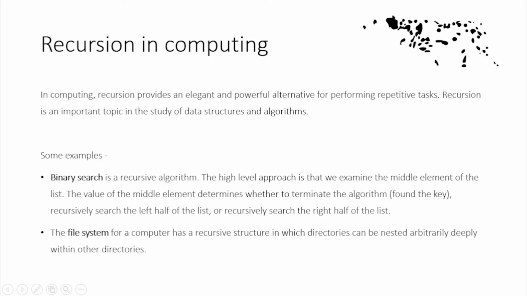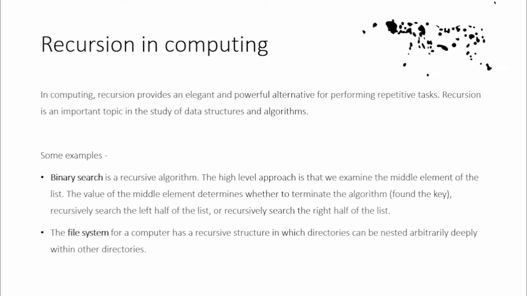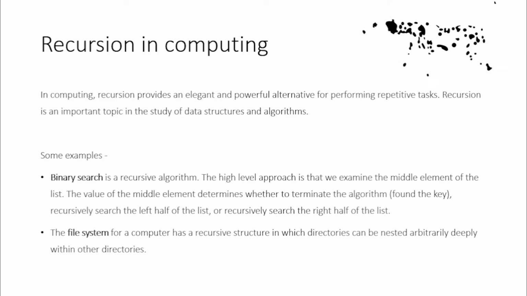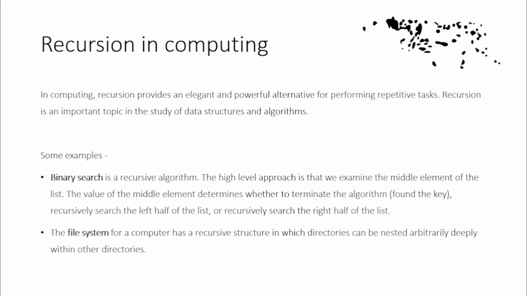The file system for a computer has a recursive structure in which directories can be nested arbitrarily deeply within other directories. So what this means is, suppose you create a folder and then you go into the folder and create another one. Again you repeat the same process. So this will be a case of recursion.